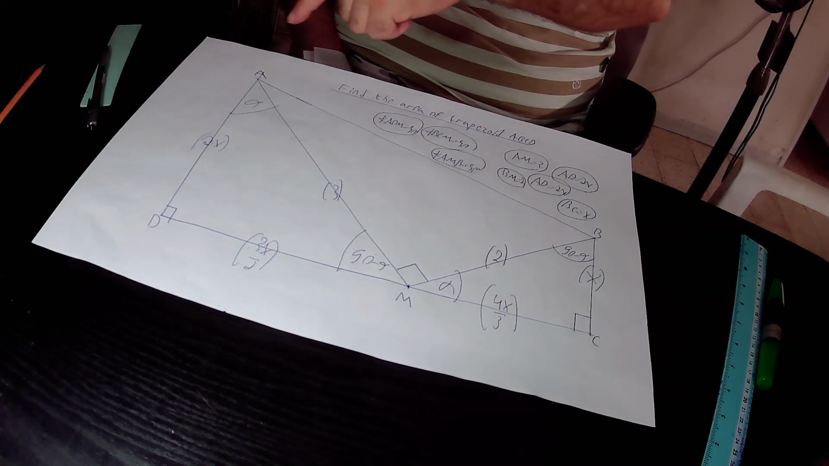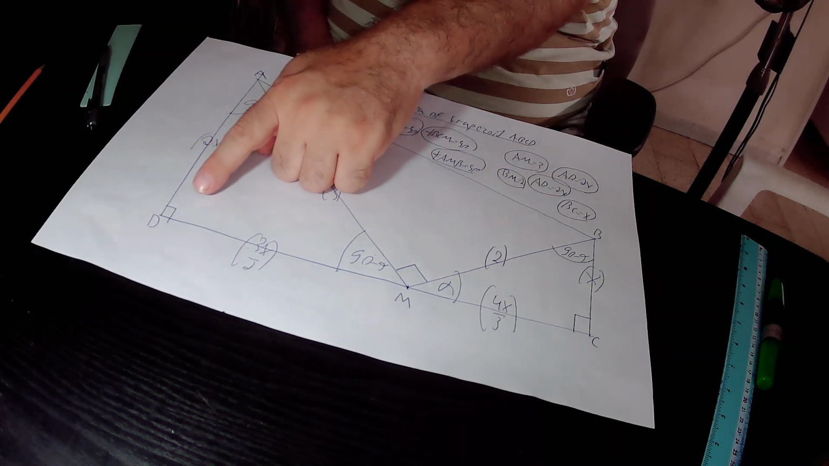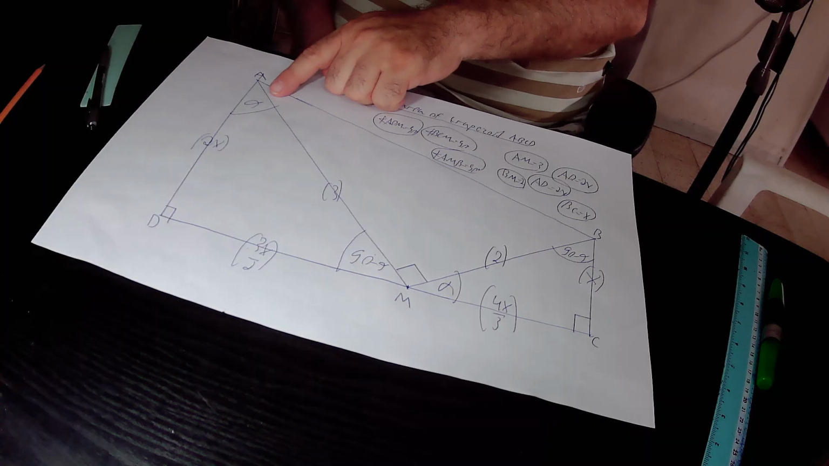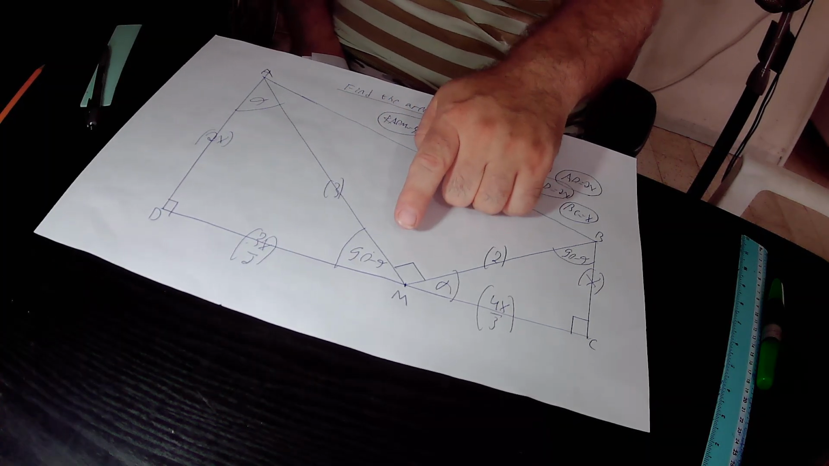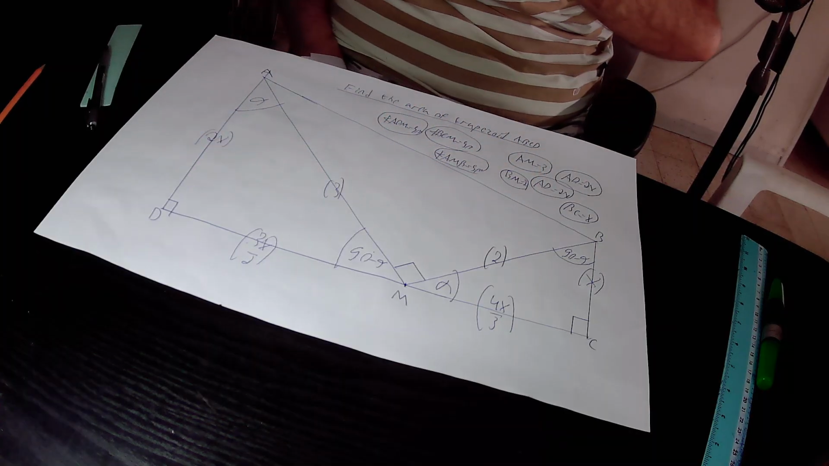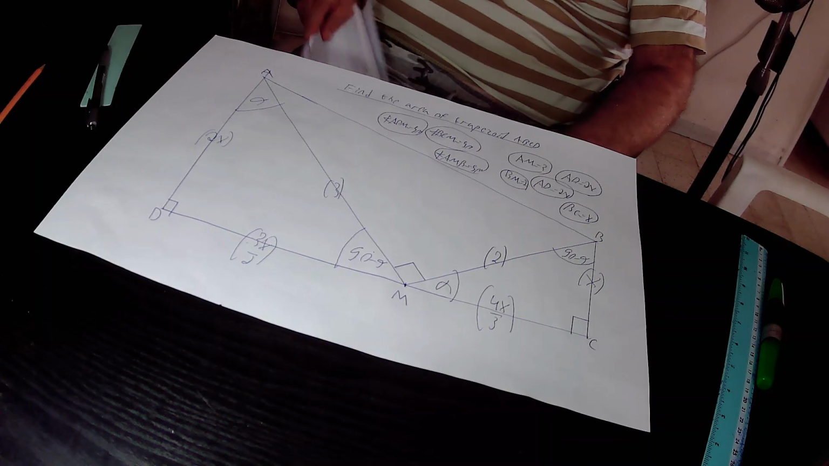So in the big right triangle ADM, this angle equals 90 degrees minus alpha and this angle equals 90 degrees. Therefore, this missing angle must be equal to alpha. Check: alpha plus 90 degrees minus alpha is 90 degrees, and 90 degrees plus 90 degrees is equal to 180 degrees. This is the sum of the angles in any triangle.